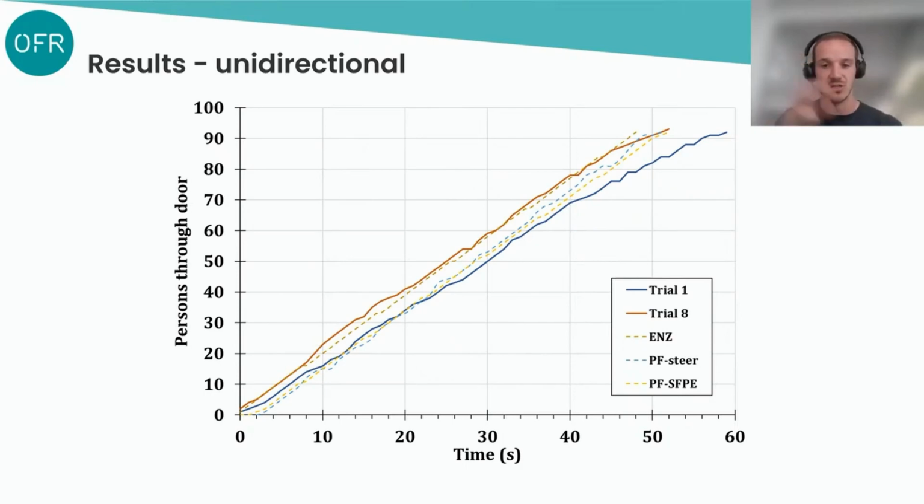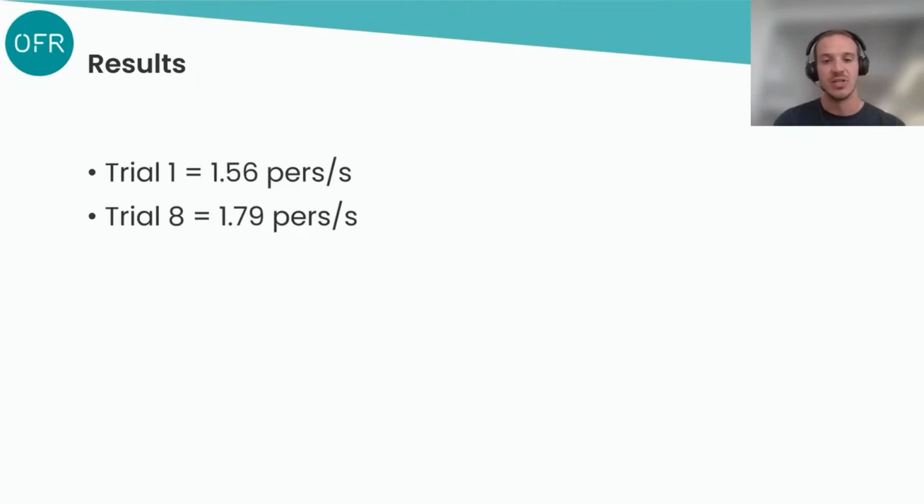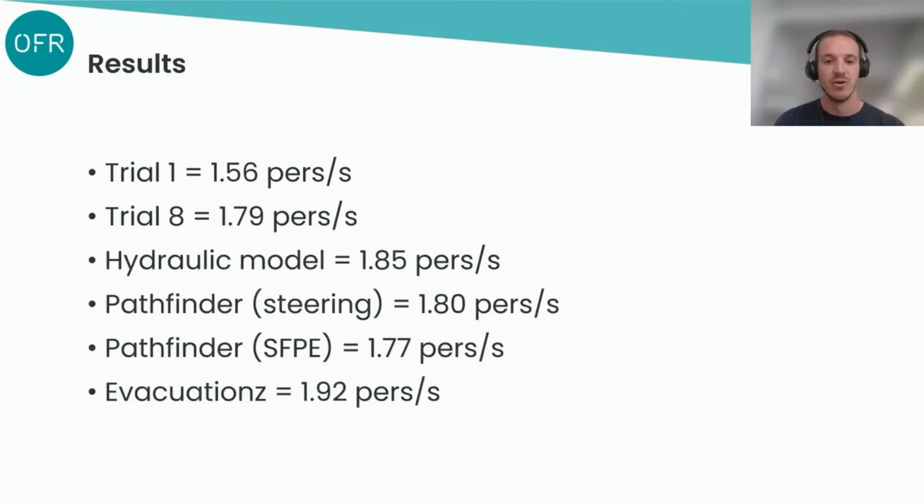So we can see the three dashed lines all follow the same trend and land at around the same time for everyone to pass through the door. And just looking at numbers, you see there's a bit of a difference there between trials 1 and 8, and then the four results for the models are all around the same ballpark. Some being a bit quicker, some being a bit slower.